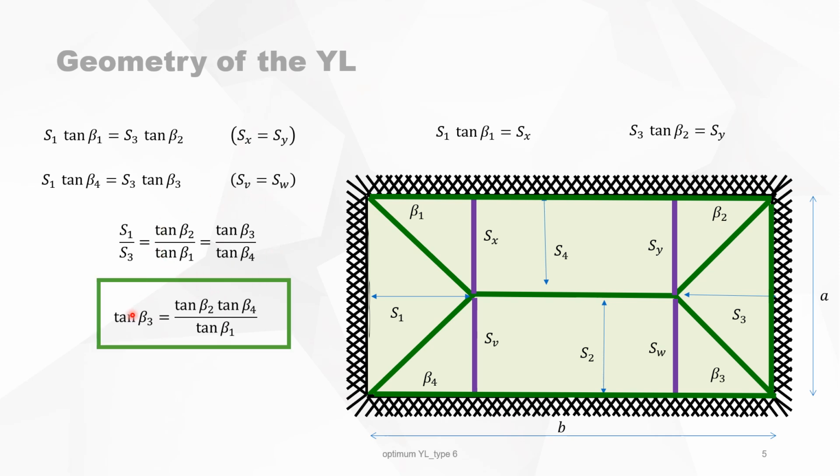We can now express one angle. It's not important which one. It can be beta 1, 2, 3, or 4. So I've taken beta 3 as parameter. It can be expressed in function of the other three. So instead of 4 variables, I end up with 3 variables.